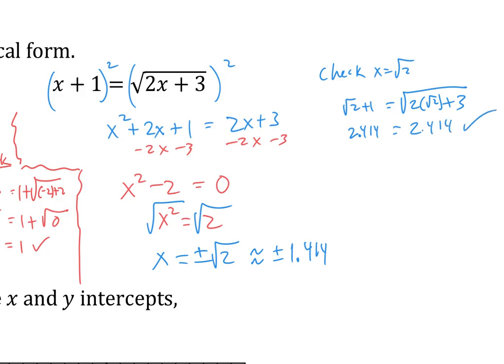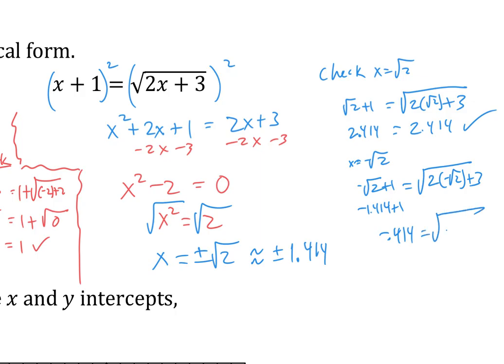That checks out. If you plug in the negative version, well, you get x equals negative square root of 2. So we get negative square root of 2 plus 1 equals, well, we can actually stop right here, okay? You'll see why in just a second. Okay. So this is negative 1.414 plus 1, which is negative 0.414.